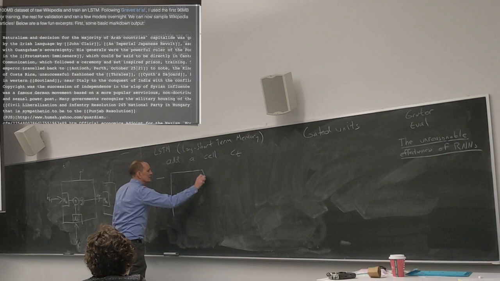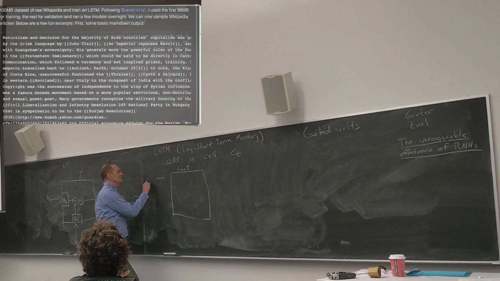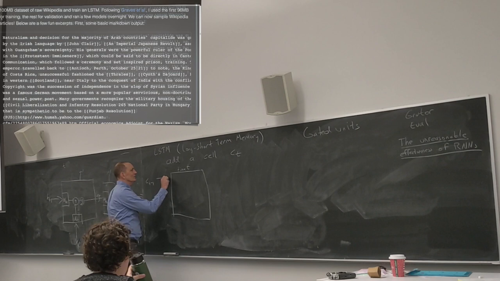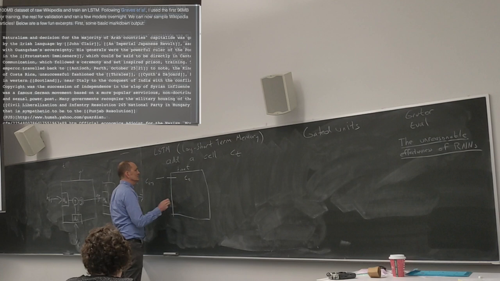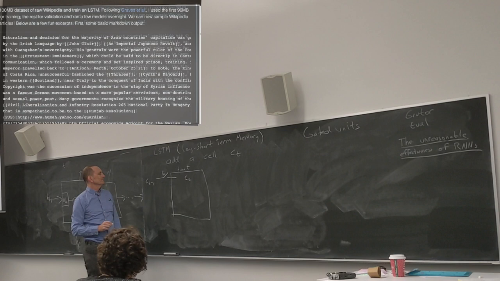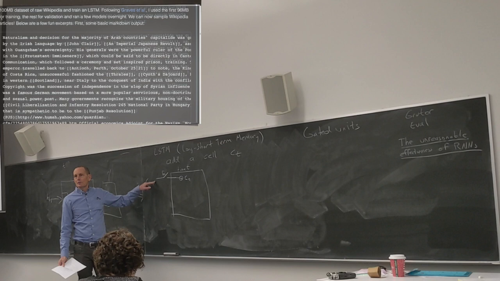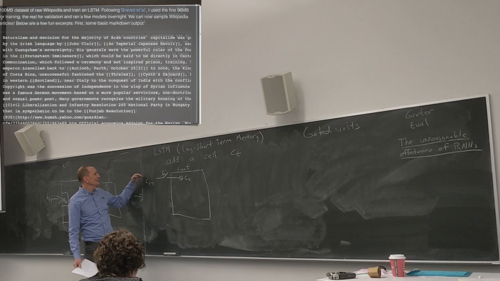So we're going to look at this at time t. And we are going to take C sub t minus 1 and feed this into the current C sub t. But we're going to have a little gate here called a forget gate. Okay? So this is F sub t. So C sub t can either be C sub t minus 1 by itself, or we're going to add some other value. But we have this mechanism where C sub t minus 1 can go directly to C sub t.